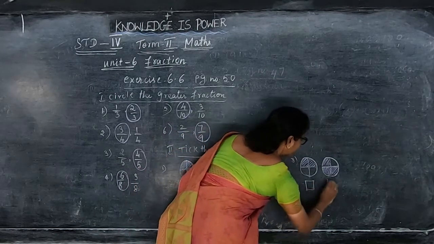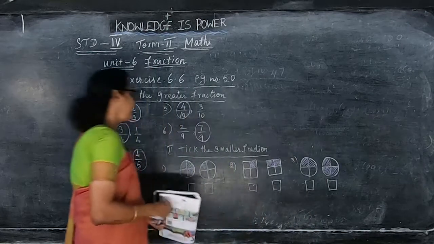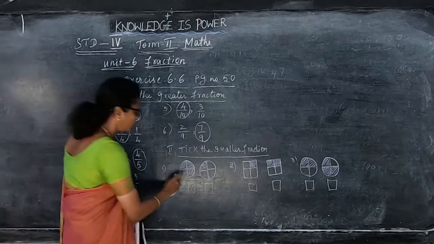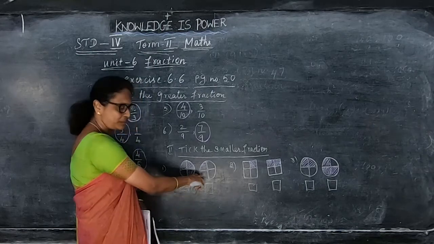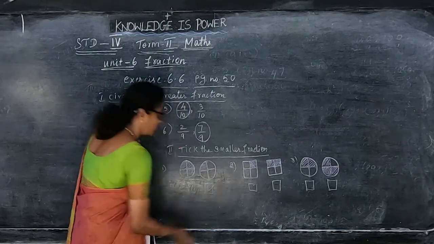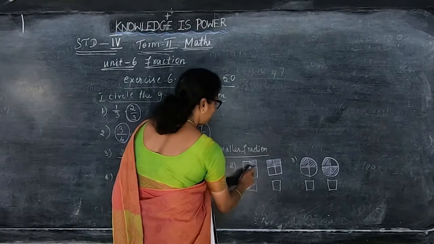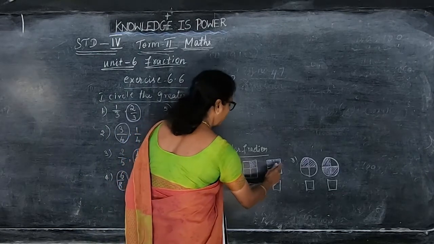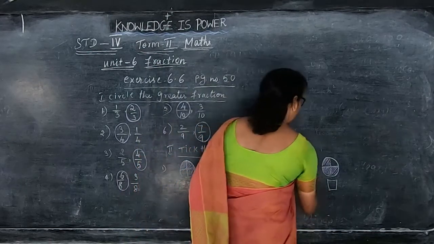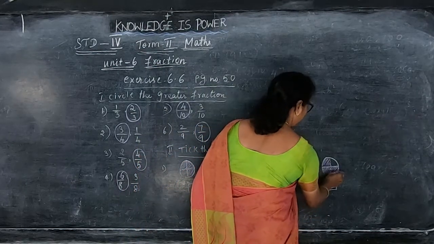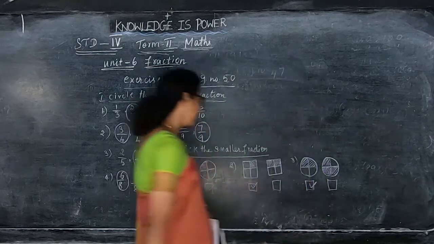This is the box they are given. So tick the smaller fraction, which is smaller. Here 3 out of 4 are shaded, here 1 out of 4 is shaded. So this is the smaller. Okay, then here also 1 by 4 is shaded, 2 by 4 is shaded. So this is the smaller fraction. And here 2 by 4 is shaded, 3 by 4. So 2 by 4 is the smaller fraction.